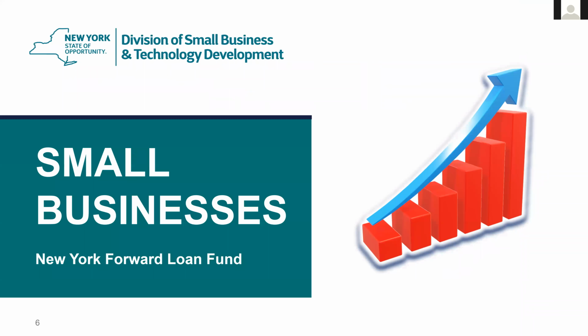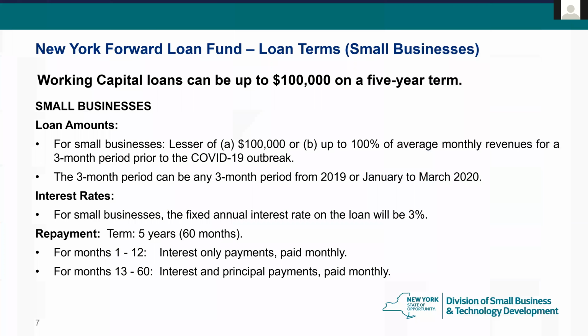So now for small businesses, I want to talk a little bit about the loan terms. Obviously, that's important. Again, these are working capital loans of up to $100,000 on a 5-year term. The amount that you're allowed to borrow is the lesser of $100,000 or 100% of your average monthly revenues for a 3-month period prior to the COVID-19 outbreak.